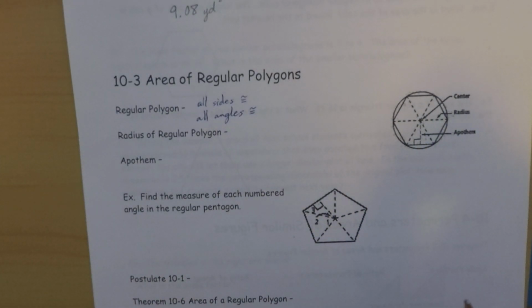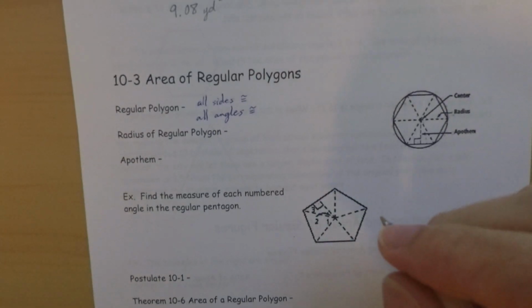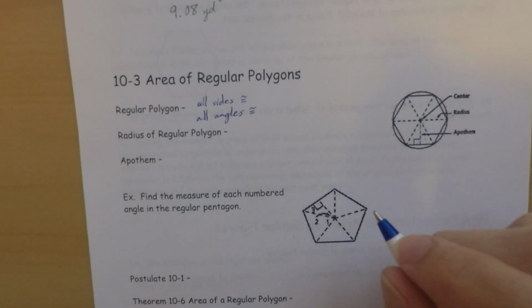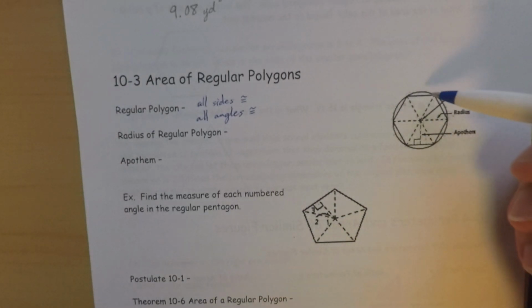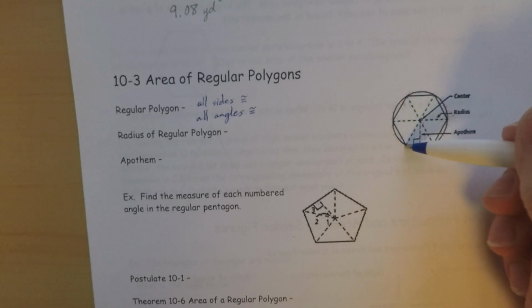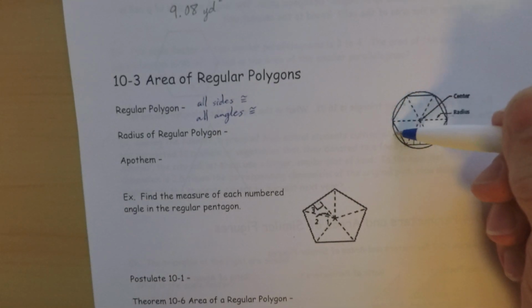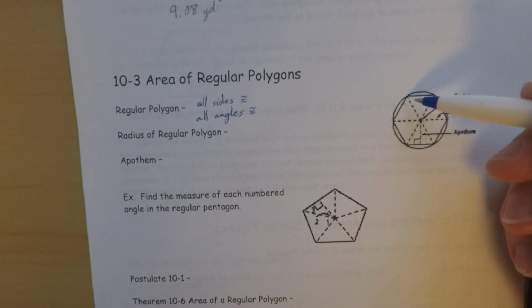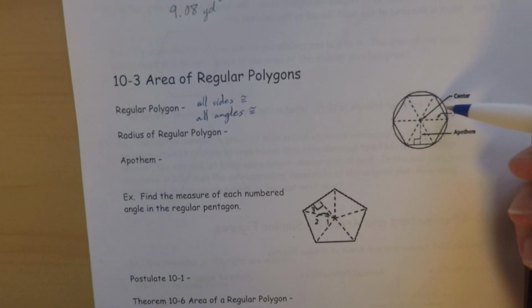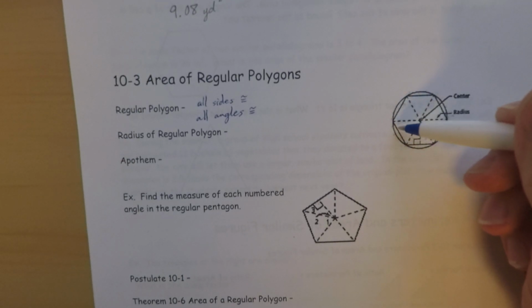In order to find the area of a regular polygon, we're going to have to talk about two important measurements in a regular polygon. In order to describe one of these, imagine that I circumscribe a circle around my regular polygon. Here's my regular polygon. This has 6 sides, so it's a hexagon. Imagine that I put a circle perfectly around that hexagon, where all the vertices are on my circle.